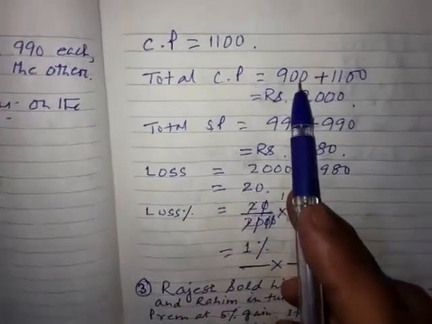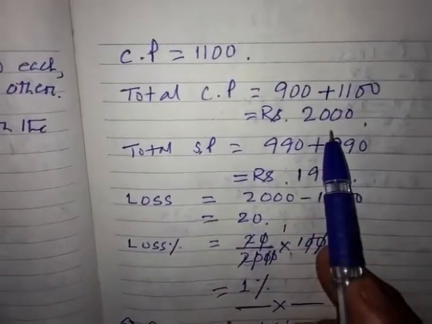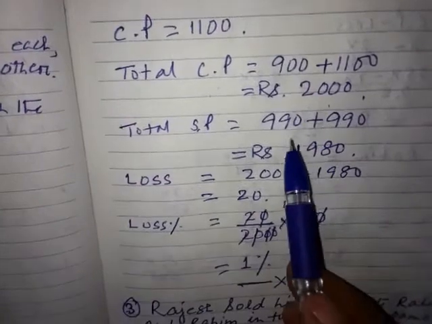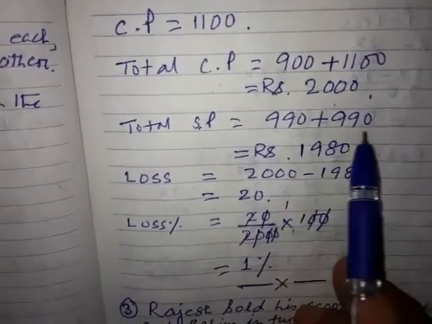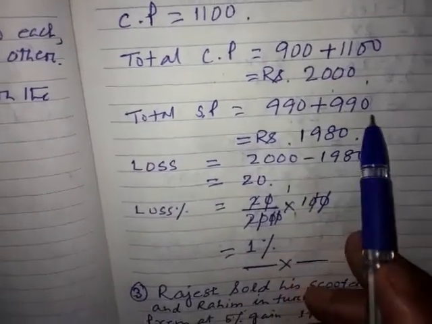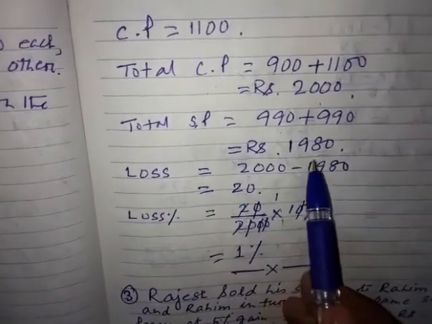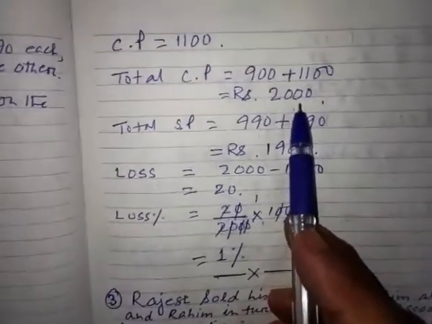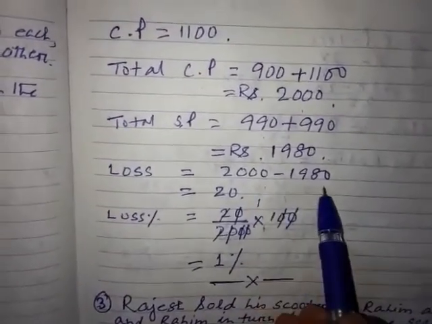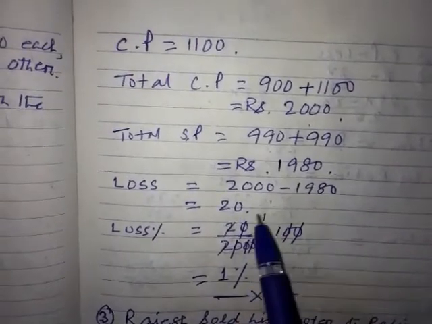So what is the total CP? CP of the first case plus CP of the second case comes to 2000. What is the total SP? Both the watches are sold for how much? 990 each. So first case 990, second case 990. What is the total SP? 1980. What is more? CP is more. If CP is more, what is this? Loss. Easily you can get CP minus SP equals loss.